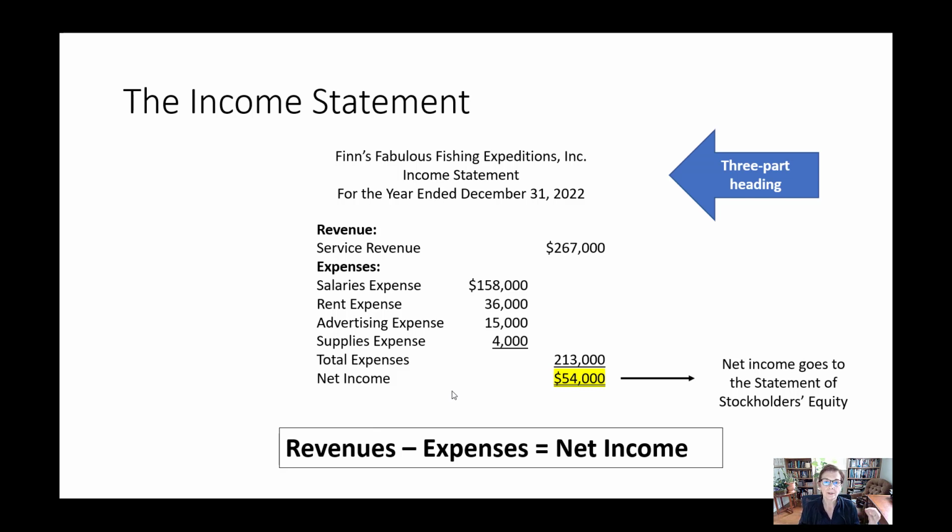All right, so here is the key thing you want to remember about the income statement. Revenues minus expenses equals net income. If you know everything that I just said about the income statement right now, that's going to help you a lot. So star that, write it down, put it on an index card, keep testing yourself until you know that revenues minus expenses equals net income.